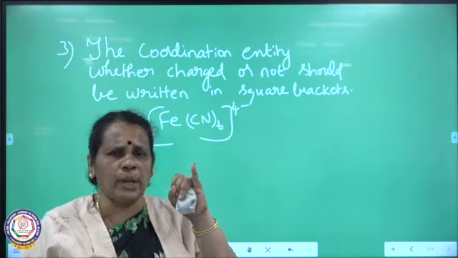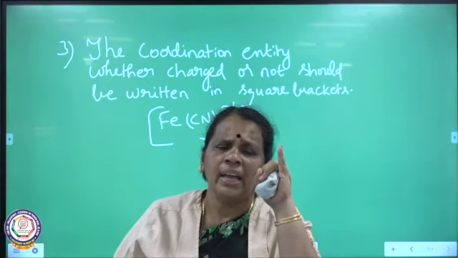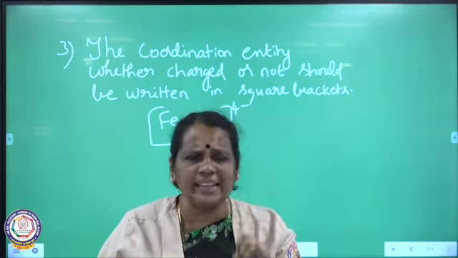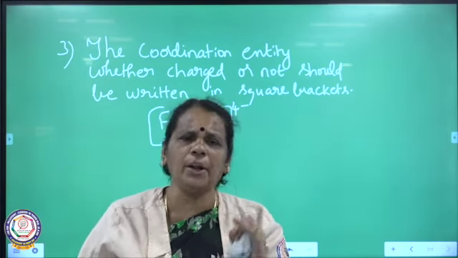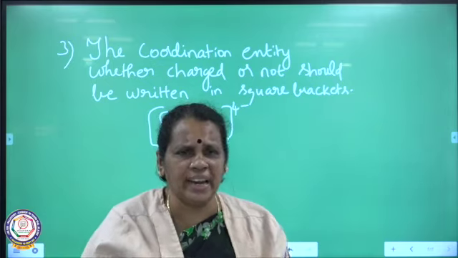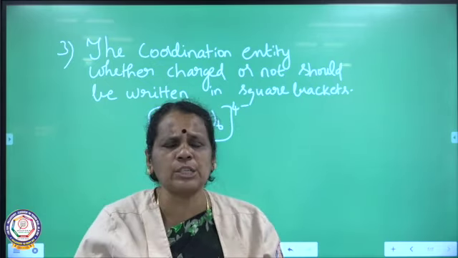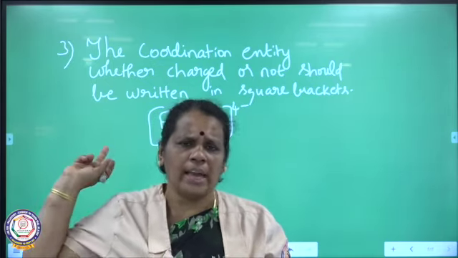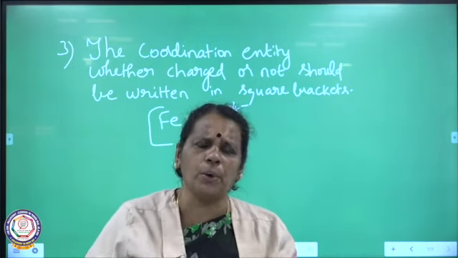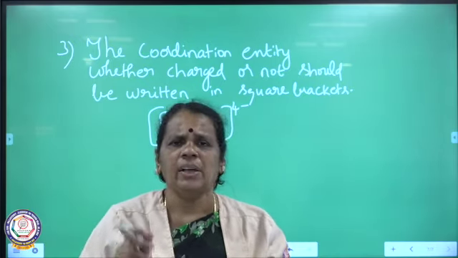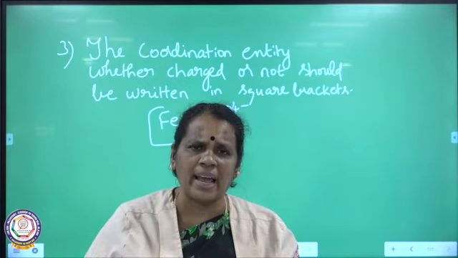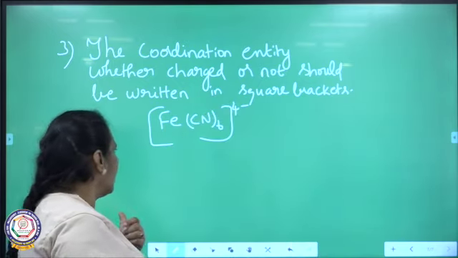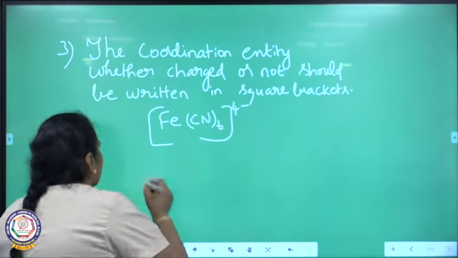The first rule is the central metal ion should be listed first while writing the molecular formula of the coordination compound. Second rule, the ligands should be arranged alphabetically irrespective of the charge. I have given one example. The third rule, the coordination entity, whether charged or not, should be written in the square brackets. For that I have given [Fe(CN)6]4− as an example.